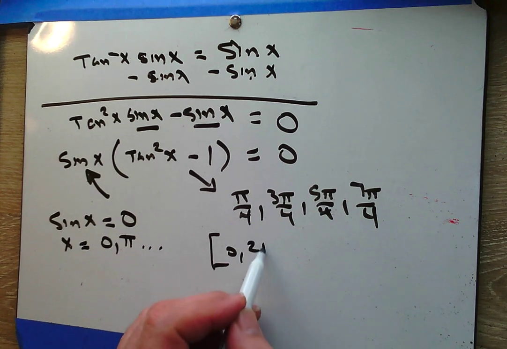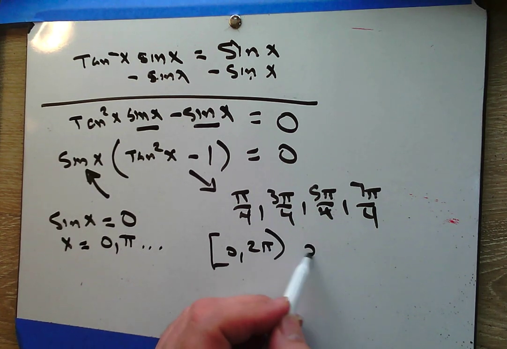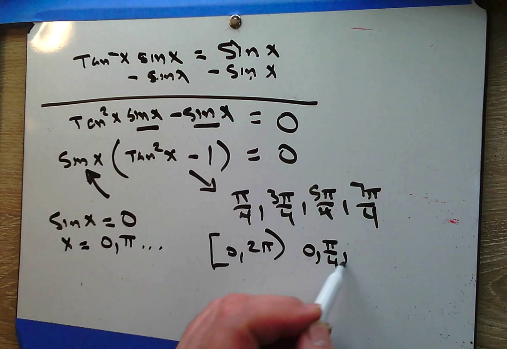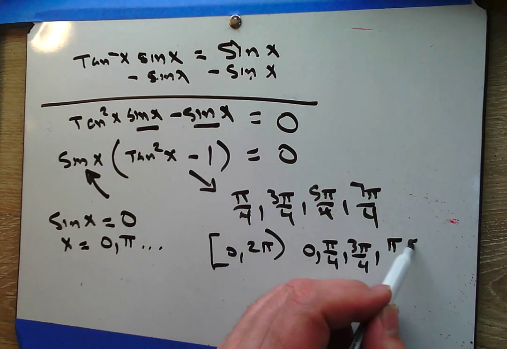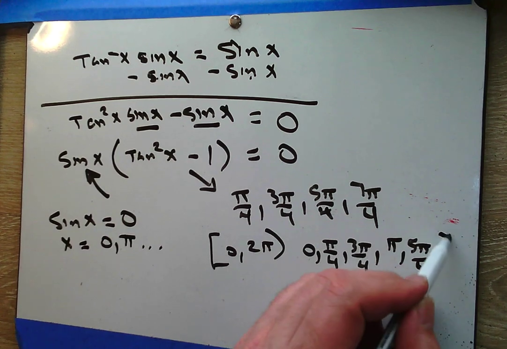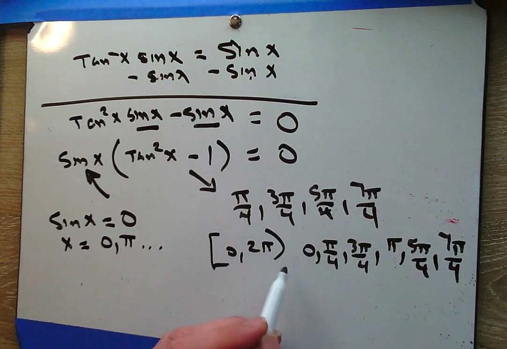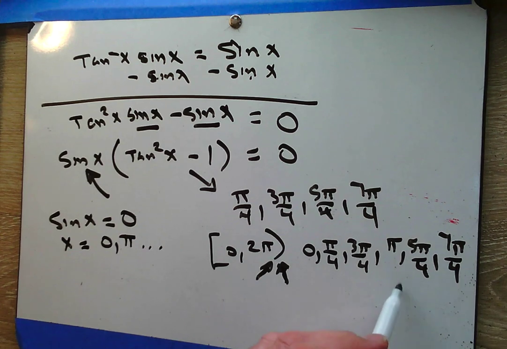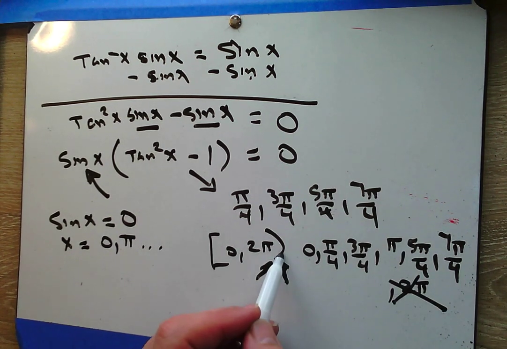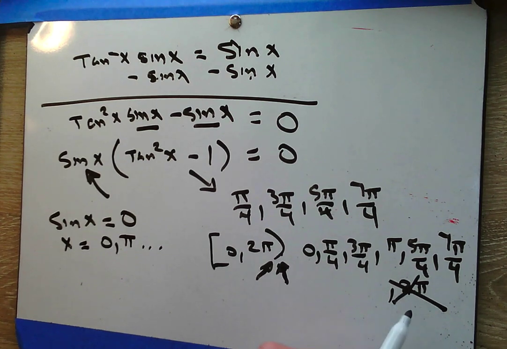0 to 2 pi solution would be 0, pi over 4, 3 pi over 4, pi, 5 pi over 4, 7 pi over 4. Please note, 2 pi is not included. Many people lose points on the next test because with this list, they also write down 2 pi. No, this does not include 2 pi. Do not write down 2 pi as one of the answers.